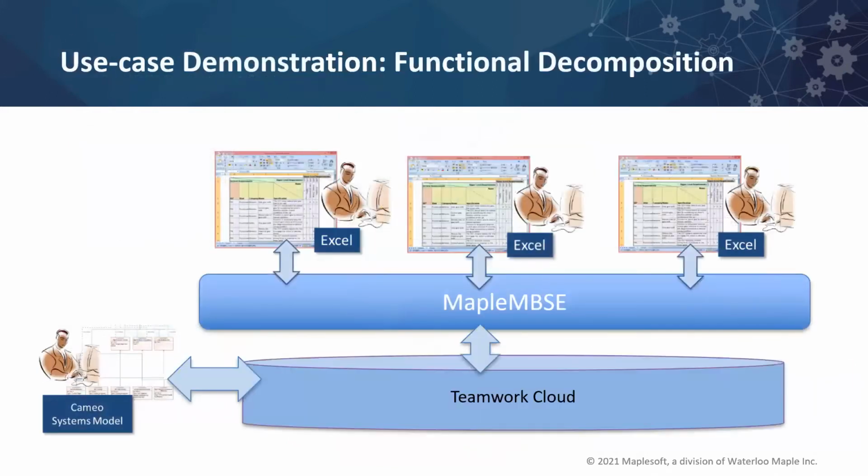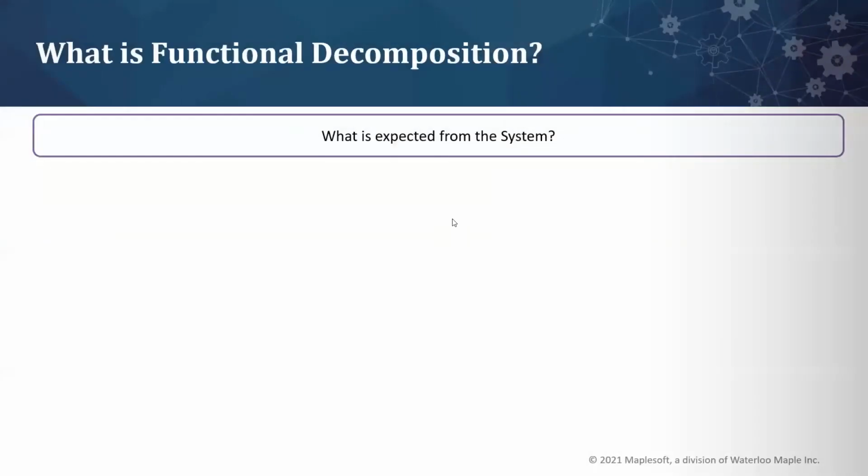So with that introduction, I'd like to pass over to Bharani, and he'll step you through this particular use case. Okay, so functional decomposition is just a way for us to identify what we expect from the system, or what we expect the system to do for us. And once you identify the top level functions, you decompose these functions into sub-functions. And we do this until a certain level of detail is obtained.